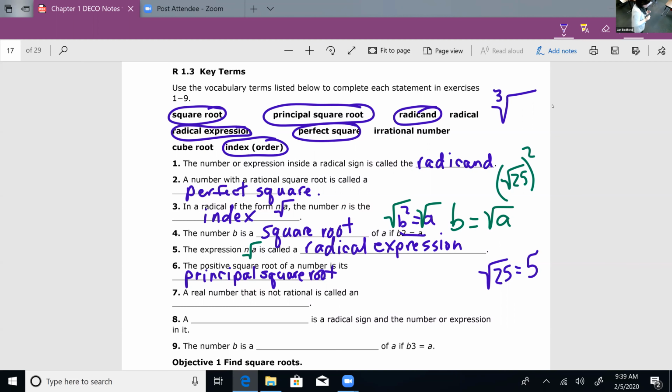All right, a real number that is not rational is called a what? You see it? Irrational number. There you go. So a real number that is not rational. What does it mean if it's not rational? If it's rational, I can write it where it looks like a what? A fraction.